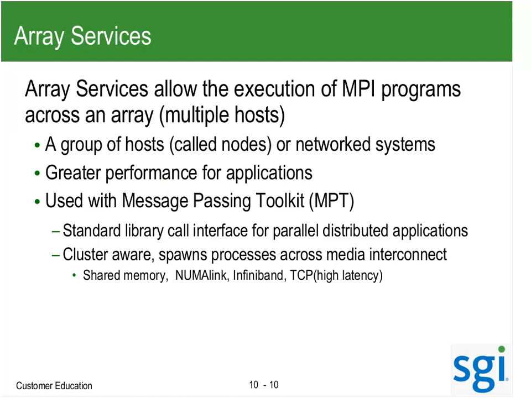Now we have Floyd 1, 2, 3, and 4, so the array services can talk between them. So a group of hosts in clusters, they often call it a node, like on ICE we call them a node, but we group these things into a cluster. Potentially greater performance of the application, but the application has to be written using MPI. You have to rewrite your application. So MPI is a library call interface for parallel distributed applications. The other paradigm, again, was OpenMP.